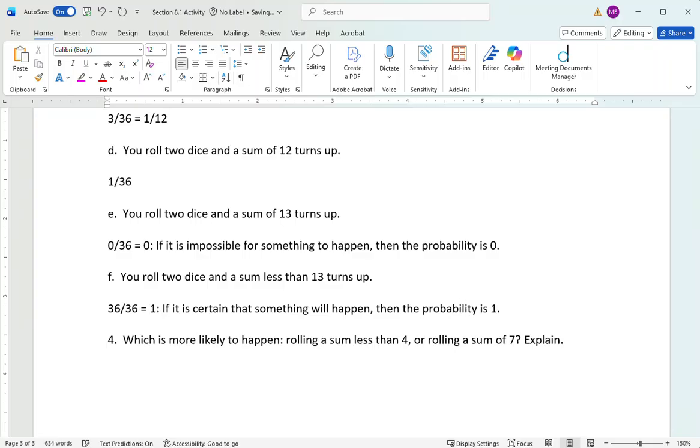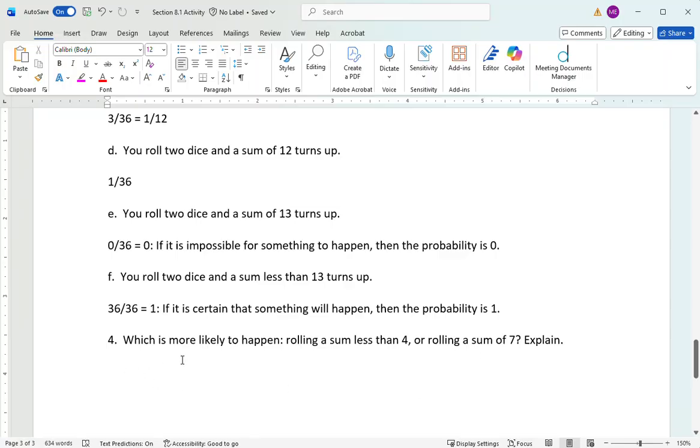And so all probabilities are going to be numbers between 0 and 1. Sometimes we write them as percentages, but they would be decimals between 0 and 1. And the more likely something is to happen, the higher the number will be for the probability. So probabilities closer to 1 are going to be things that are more likely to happen. Probabilities closer to 0 are less likely to happen. And again, 0 means no chance, and 1 means it's definitely going to happen.